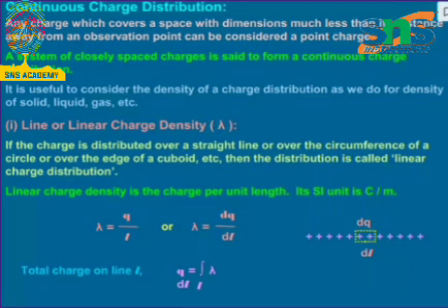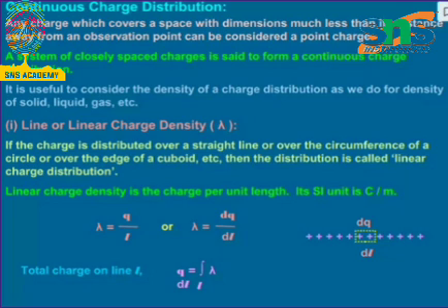So the next topic is relative permittivity, or dielectric constant, or specific inductive capacity, or dielectric coefficient. The dielectric constant, or relative permittivity, is given by the ratio of absolute permittivity of the medium to the permittivity of free space. Epsilon r is equal to epsilon by epsilon naught.